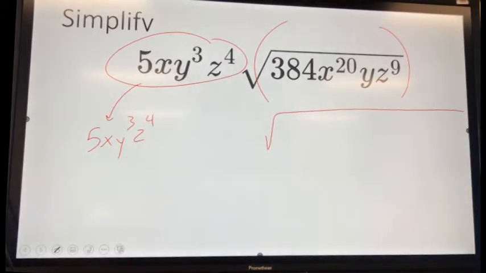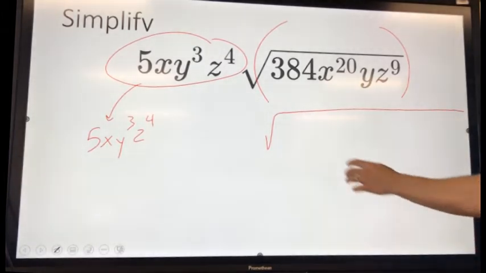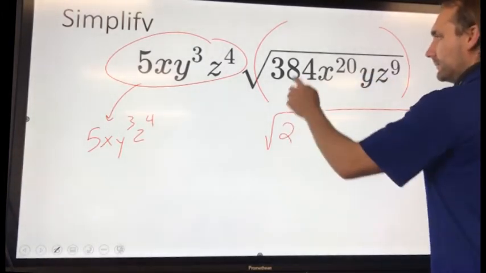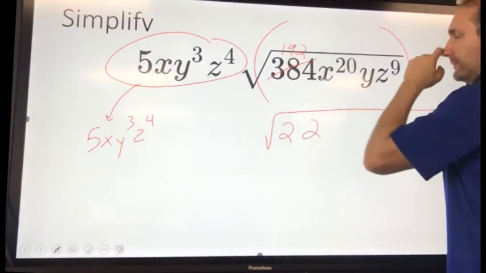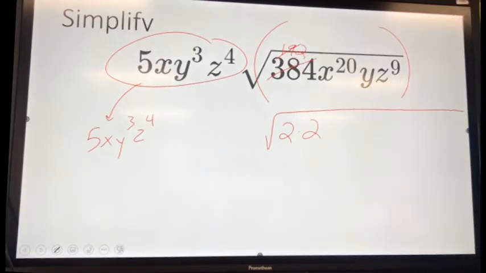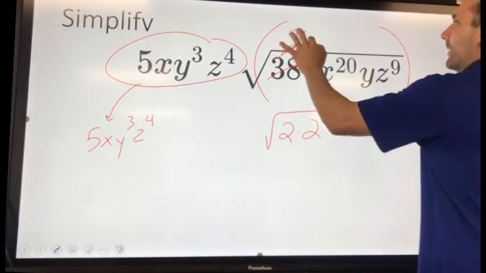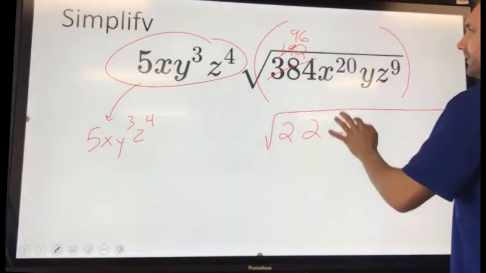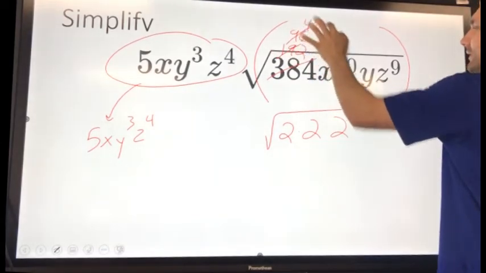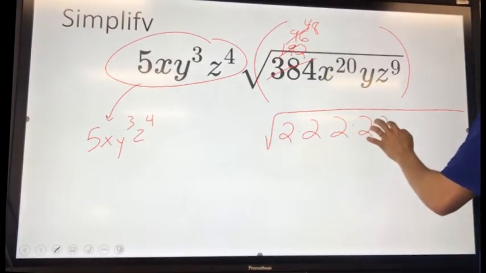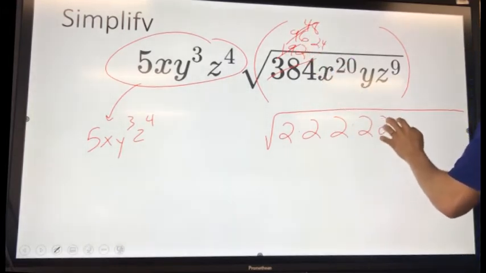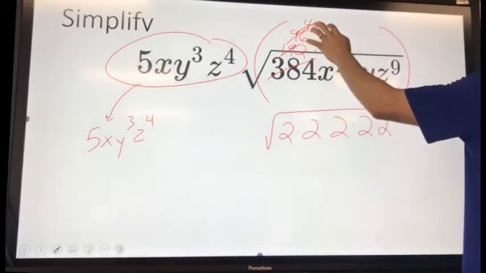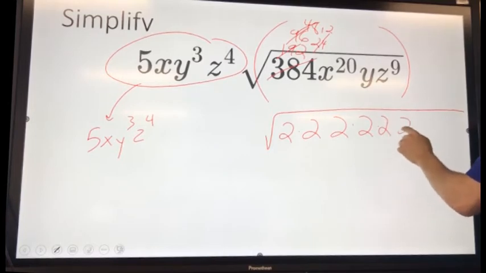So this is going to be long. 384. 2 goes into 384 how many times? 192 times. 2 goes into 192? 96 times. 2 goes into 96? 48 times. 2 goes into 48, 24 times. 2 goes into 24, 12 times. 2 goes into 12, 6 times. 2 times 3.